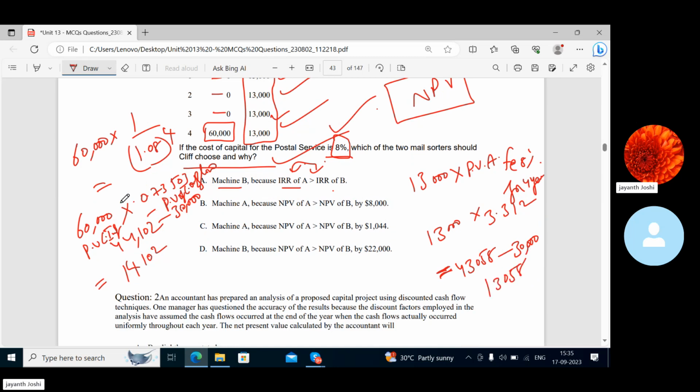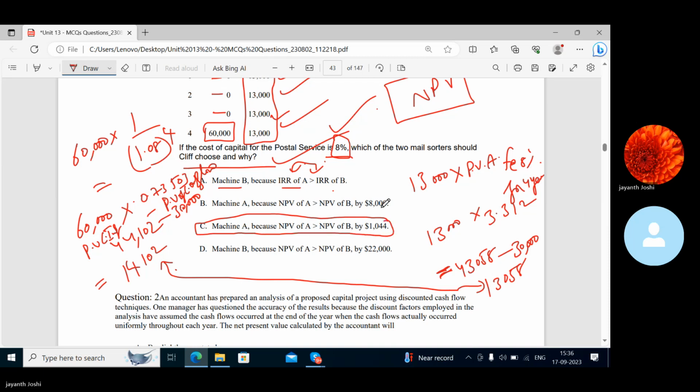And I can see the NPV of A is more than the NPV of B. What is the difference between these two NPVs? 1,044. Yes, this is the answer. Shall I move forward? You're noting it down, I'll note it.